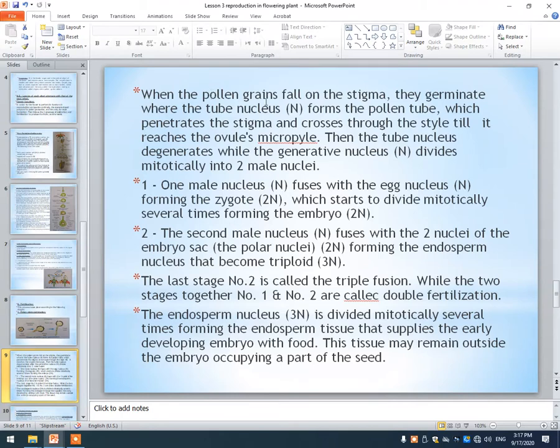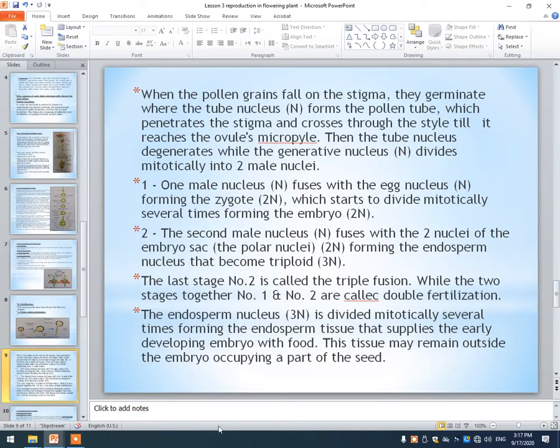When the pollen grain again falls on the stigma, it germinates. The tube nucleus forms the pollen tube, which penetrates the stigma and goes across through the style till it reaches the ovule micropyle. Then the tube nucleus degenerates. The generative nucleus divides mitotically into two male nuclei. One male nucleus fuses with the egg to form a zygote, which starts to divide mitotically to form the embryo. After that, it will be the seed.